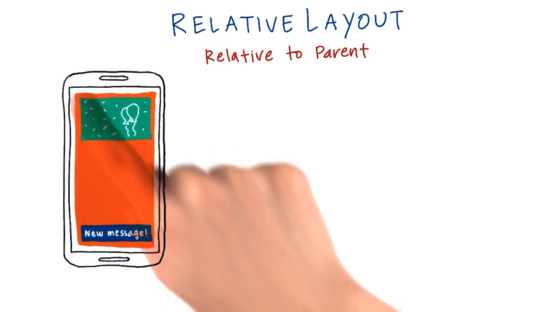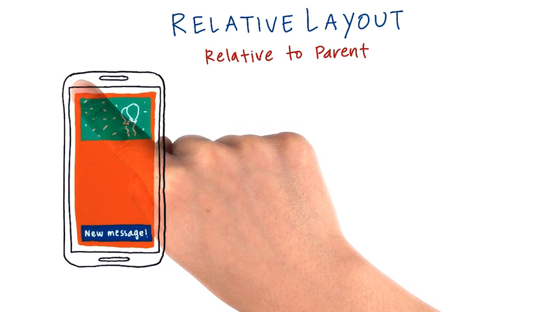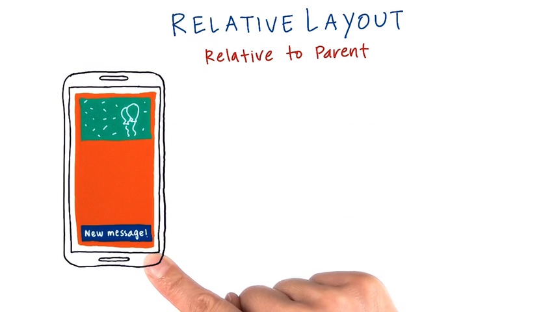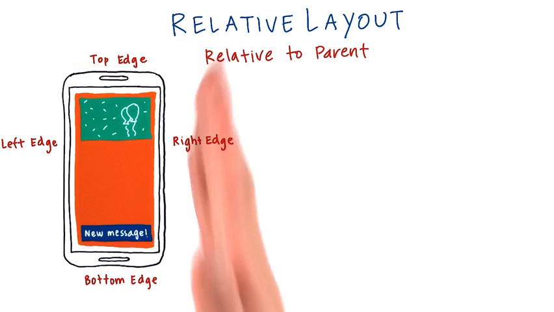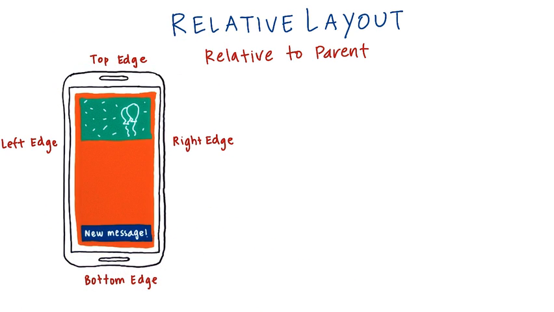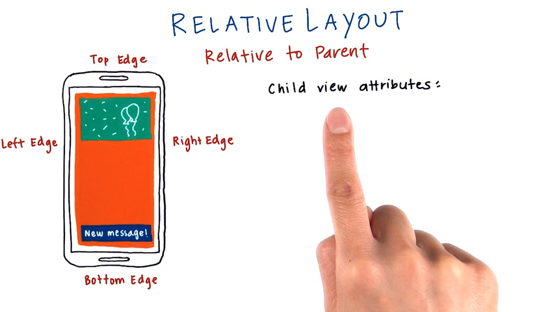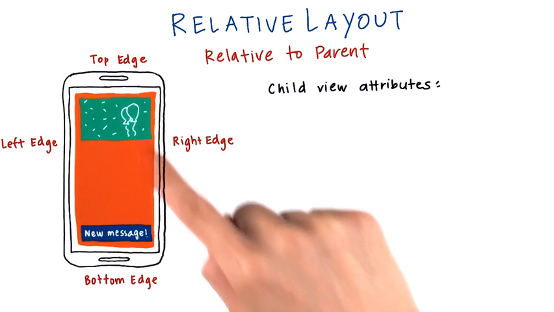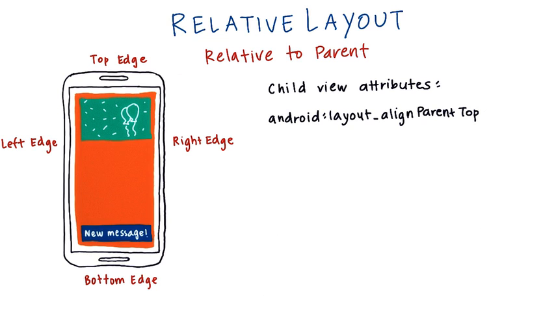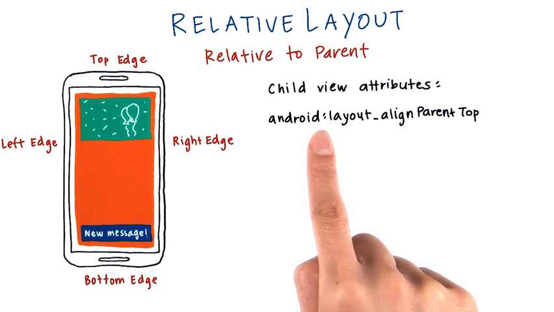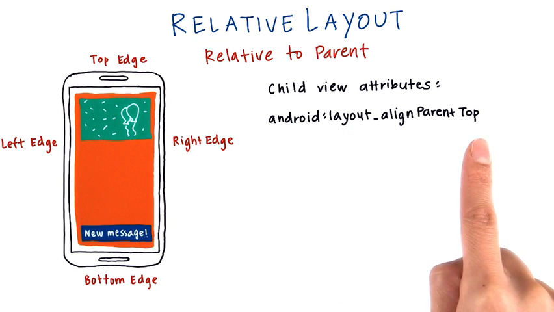For this example, this parent relative layout is set to have width of match parent and height of match parent, so it's as big as the device. The children inside the relative layout can be positioned relative to the parent's left, top, right, or bottom edges. This is the code for it. On the child view XML elements, for example for the image view or text view, you would add these attributes. The attribute name follows this format: android:layout_alignParentTop.